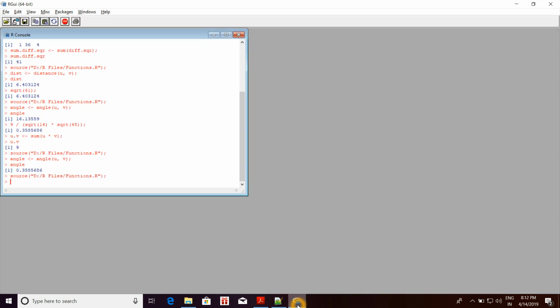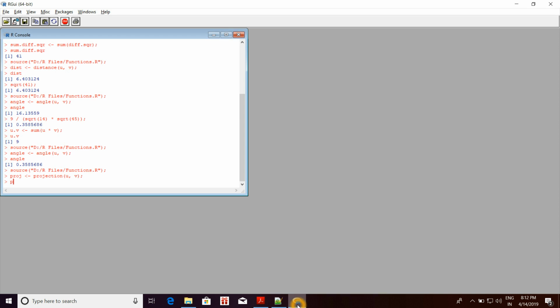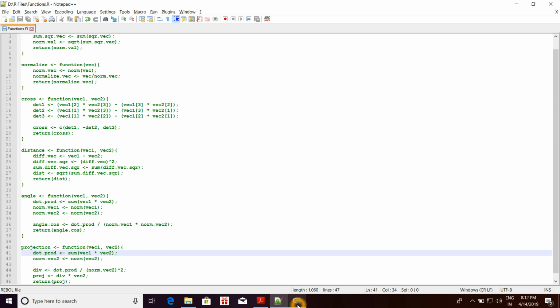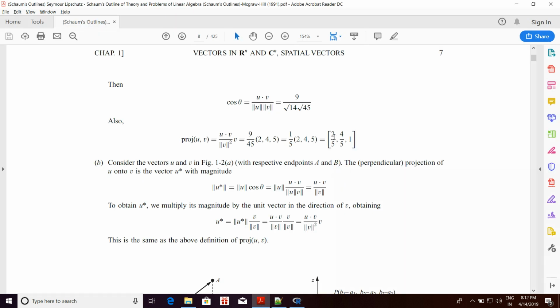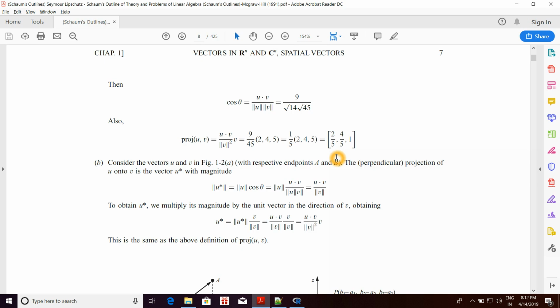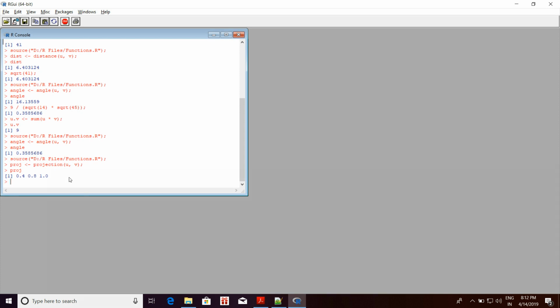and then we have to call projection vector is projection, and then two vectors u and v. So the projected vector will be 0.4, 0.8, 1, 0.4, and then 0.8, this is 0.8 and 1. So that is same with the answer.